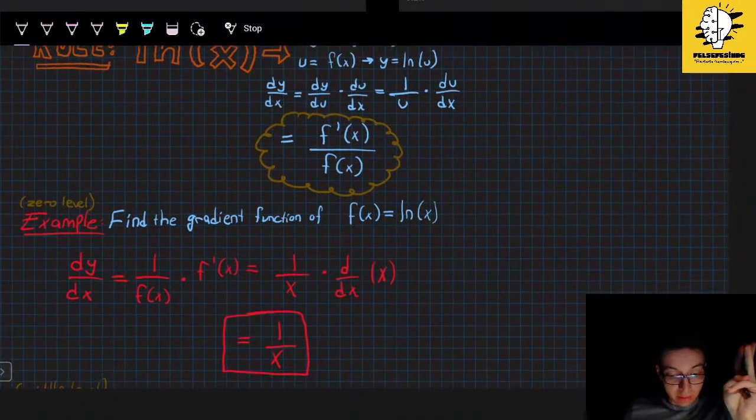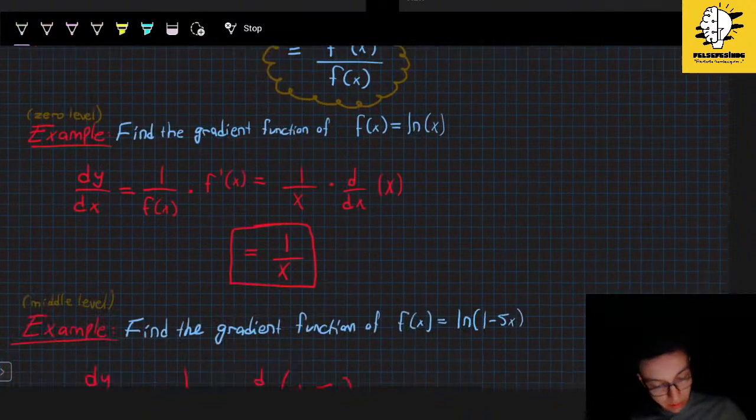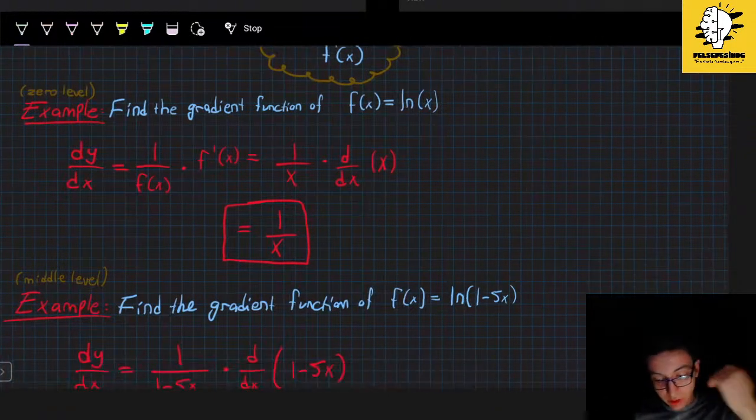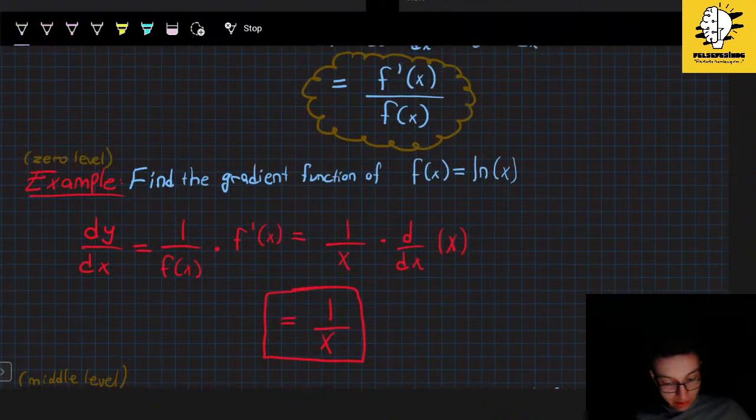Again, I gave 3 examples for ln x: zero level, middle level, and hero level. I will solve only the zero and hero levels. First one is zero level. Find the gradient function of f(x) = ln x. We said in the rule that it is f'(x) over f(x). Hence dy/dx is equal to 1 over f(x) times f'(x). What is the derivative of x? It is only 1. So 1 over f(x). What was our f(x)? It was x. Hence we have 1 over x.